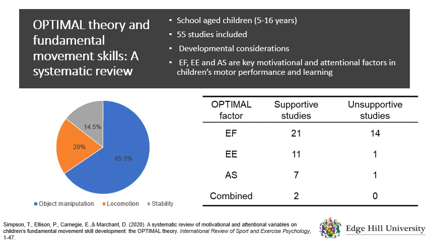So 55 studies were included in this review of school-aged children, and generally the results were supportive of optimal factors, that is external focus of attention, enhanced expectancies and autonomy support are key motivational and attentional factors in children's performance and learning.